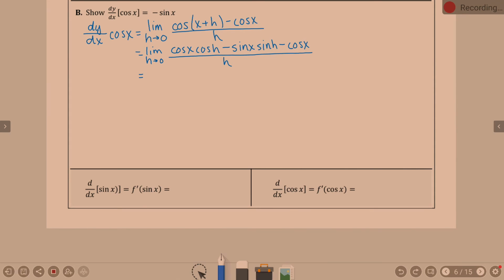Okay. Again, we're looking for something in common that we can factor out of the two terms. It's going to work very similarly to last time. My first and last term have a cosine x I can factor out. So the limit as h approaches 0. I'm going to factor out cosine x from my first and last term. So then I'm going to have cosine h minus 1. And then I still have minus sine x sine h all over h.